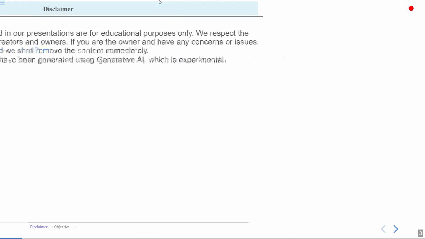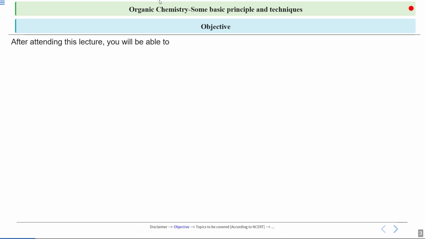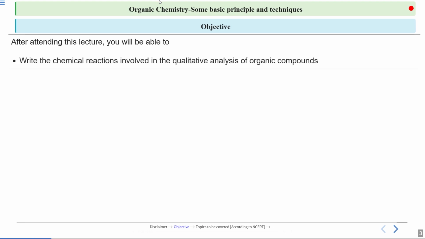This is the disclaimer. Once you have attended the lecture, you will be able to understand the chemical reactions which are involved in the qualitative analysis of organic compounds. By qualitative analysis, we mean that we are only interested in the type of element which is present in the given organic compound.